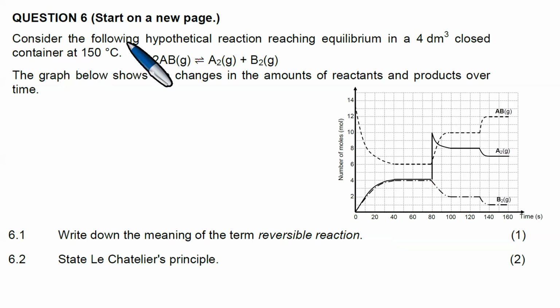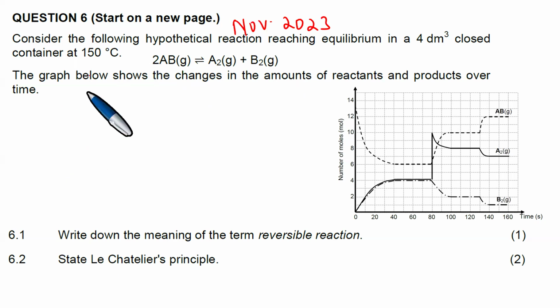Now, question six. This question came from the November 2023 chemistry paper. Consider the following hypothetical reaction reaching equilibrium in a 4 cubic decimeter closed container at 150 degrees Celsius. So you have 2 moles of AB gas, which break down and undergo dissociation into A2 gas plus B2 gas. All these are gases, in the gaseous state.